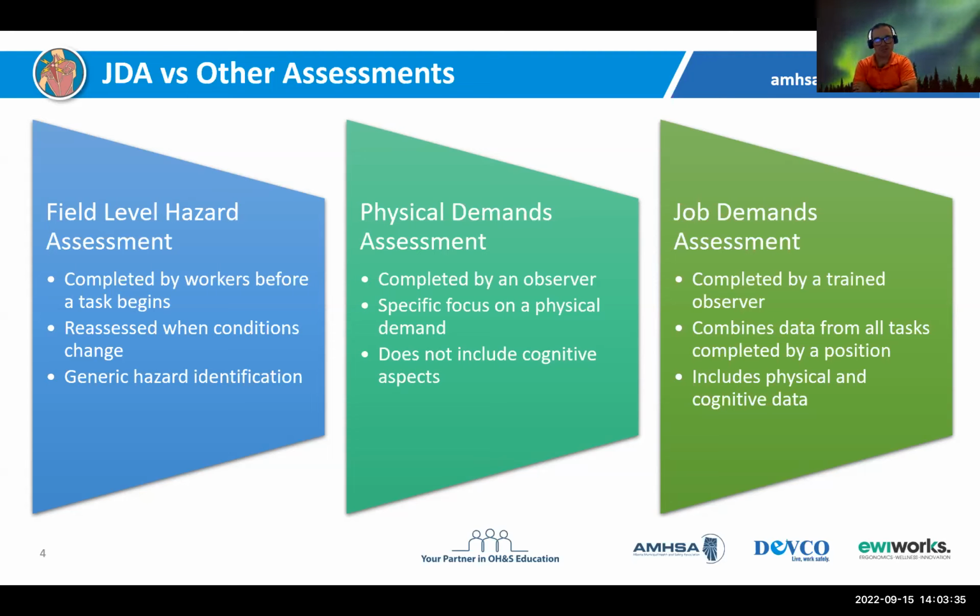And so that's where a job demand assessment or JDA comes in. They're typically completed by a trained observer. So a certified ergonomist would be a good example of a trained observer. Somebody who can combine data from all of the tasks that a worker is doing and put them into a document that is understood by a multitude of people. And it includes both the physical and the cognitive data from the job.